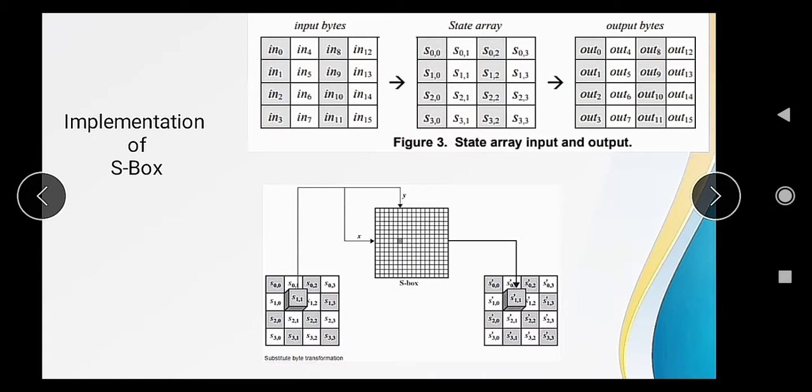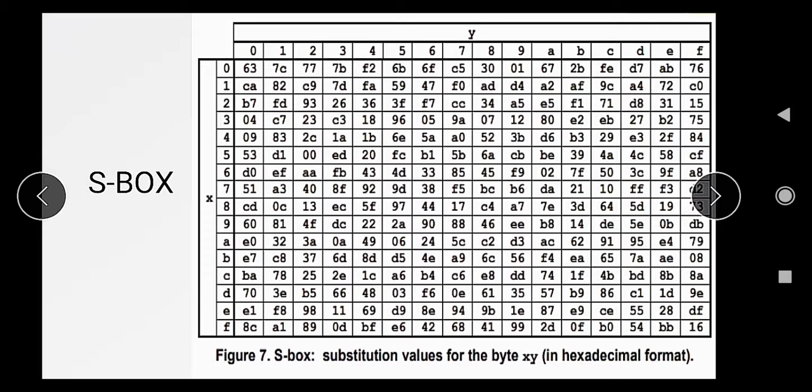Okay, so this is the input matrix and this is the output matrix, and for this we are using the S box. Okay, so this is the whole process. We can take an example of the S box. The S box is given here for the substitution process.